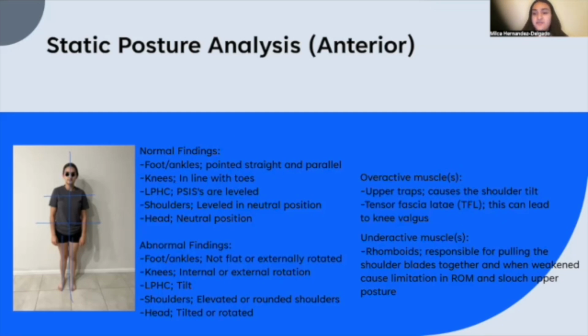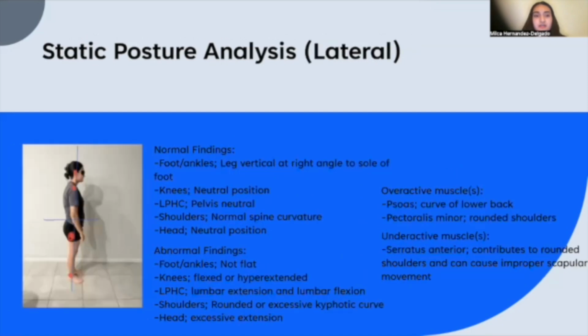The next overactive muscle would be the tensor fascia latae, the TFL, and this could lead to knee valgus. An underactive muscle would be the rhomboids, and those are responsible for pulling the shoulder blades together. When weakened, it could cause limitation in our range of motion and also cause that slouch, like upper posture.